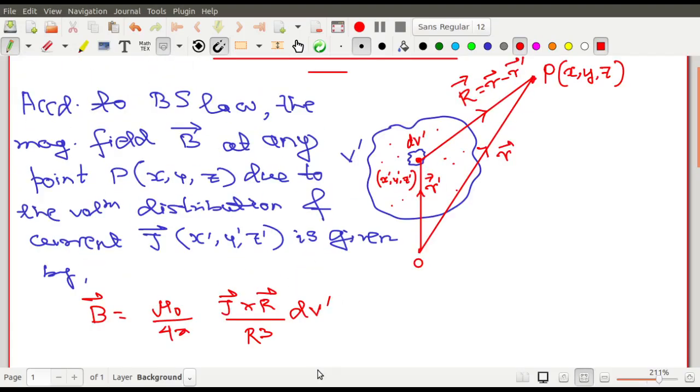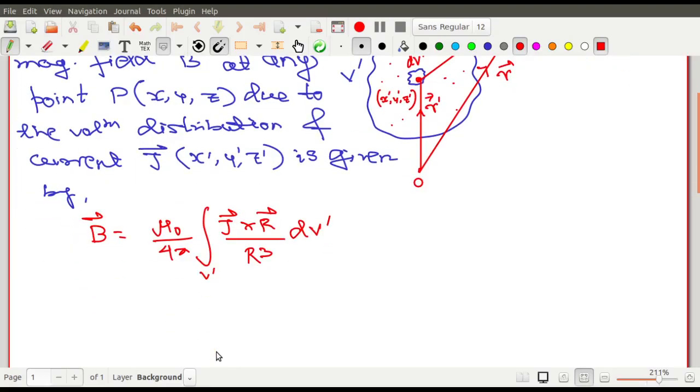Here this will be dV dash. It must be dV dash because the volume is over the primed coordinates. And if you are finding B, then that should be the integral over the volume V dash. The actual Biot-Savart's law was I dl cross R by R cube, but how do you get J cross R by R cube? This has already been shown in my last class, so you may just apply it.